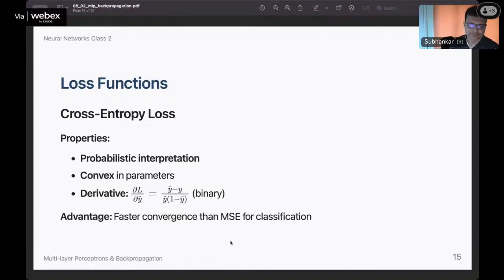Now, what are the benefits of a cross entropy loss? We have seen it in logistic regression also, for the log likelihood error. Because the output stays between 0 and 1, we can have a probabilistic interpretation. It's also convex in parameters, and the derivative is easy to calculate, it's not super bad. The advantage is, of course, that this has faster convergence than MSE.